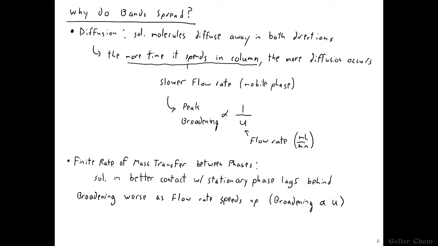So let's write that note. And we'll star this, and we'll write: optimum intermediate flow rate to balance the opposing broadening mechanisms.